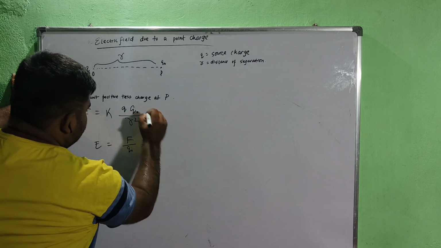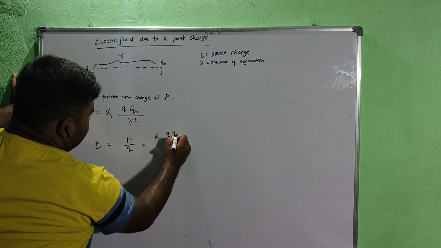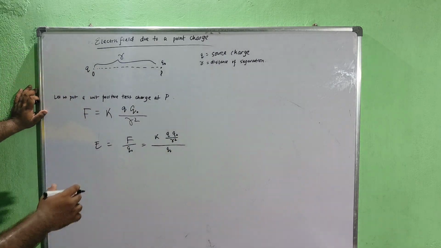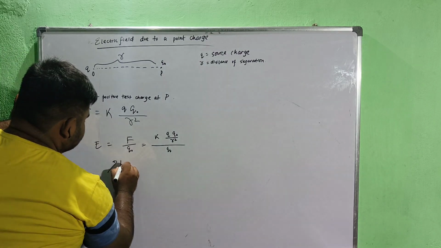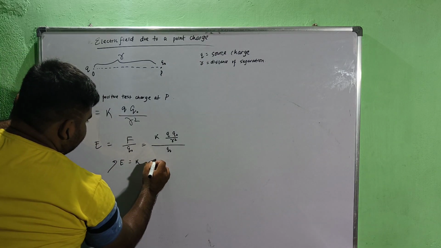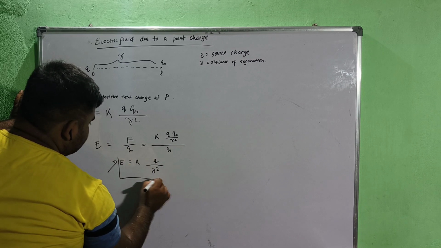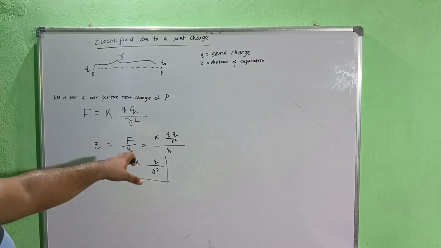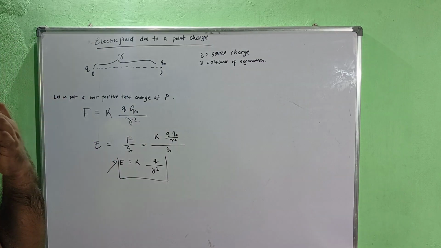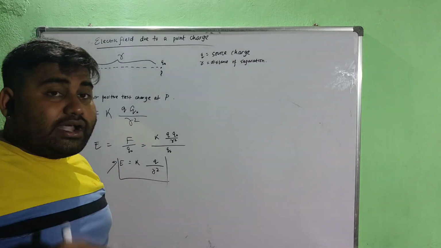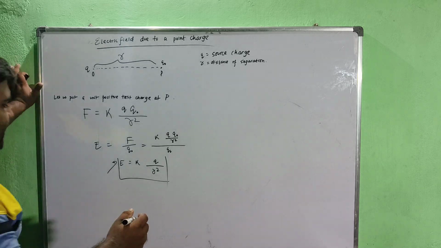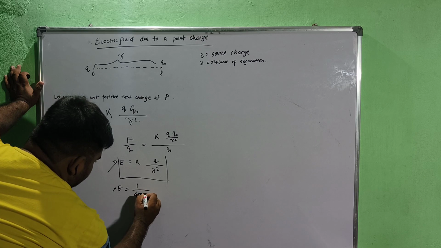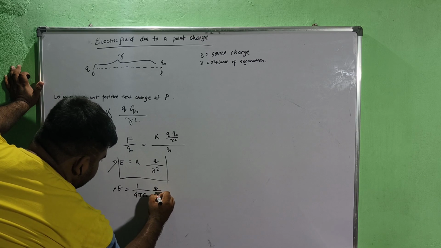Let's write the value: K Q naught by R squared divided by Q naught. You can see the Q naught in the numerator and denominator cancel, that is E equals K Q by R squared. This is the value of electric field due to a point charge, and this is what we wanted to derive. So at last in SI, let us write the value of K, that is 1 by 4 pi epsilon naught, Q by R square.